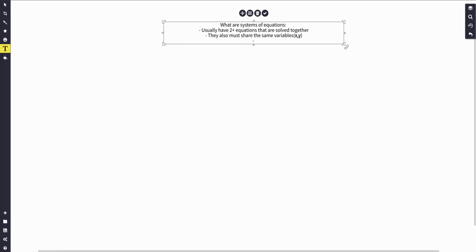And third, they can be determined through graphs or algebra. So either way, you can solve these systems of equations, and I'll show you an example of that.